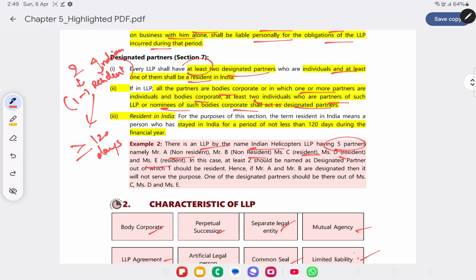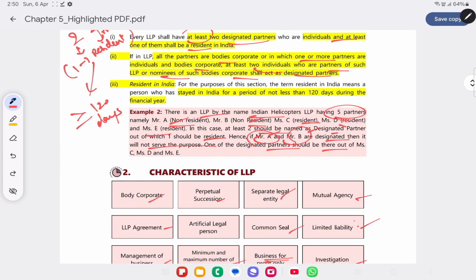So Mr. A and Mr. B are non-resident. Miss C, D, and E are resident. At least 2 should be designated partners, and 1 of them should be resident of India. Here in this case, if Mr. A and Mr. B are designated, then it will not serve the purpose. Why will it not serve the purpose? Because in this case there will have to be 2 designated partners, 1 of them resident in India. Mr. A and Mr. B both are non-residents, so it does not serve the purpose. At least 1 out of Miss C, Miss D, or Miss E will have to be a partner over here. Only then it will suffice the purpose.